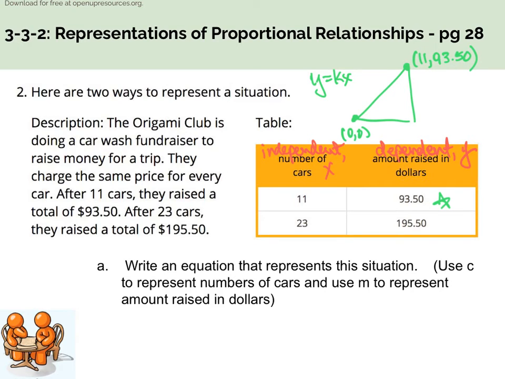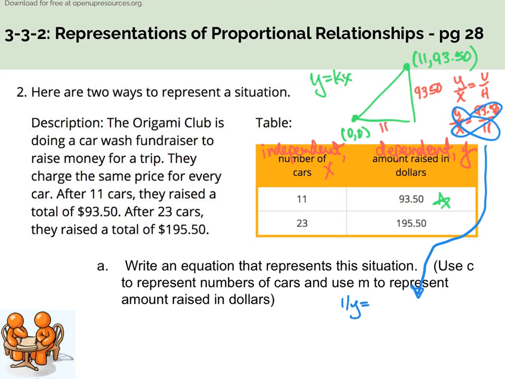So our vertical is the 93.50. Horizontal is 11. Put it into y over x, vertical over horizontal. So we have y over x, vertical is 93.50, horizontal is 11. Again, we're going to cross multiply and divide. So 11 times y is 11y, and 93.50 times x is 93.50x.